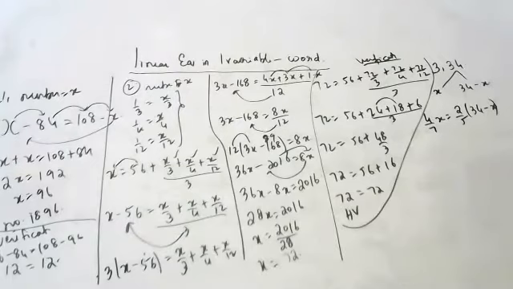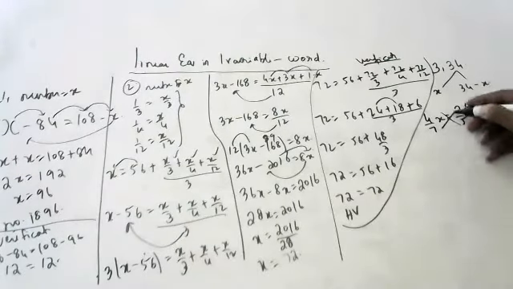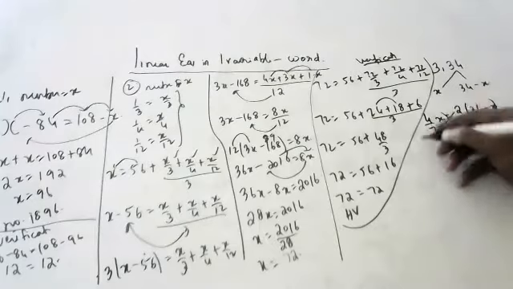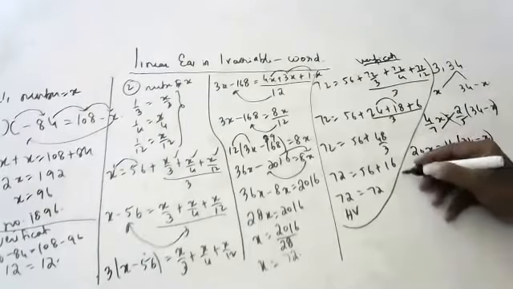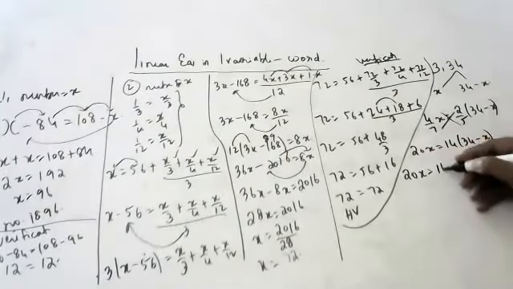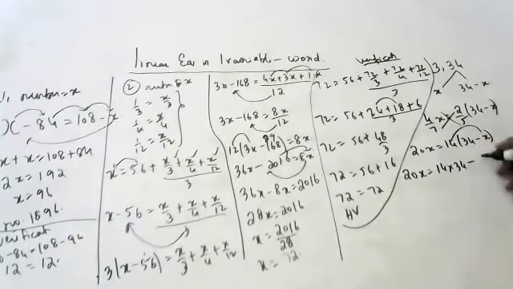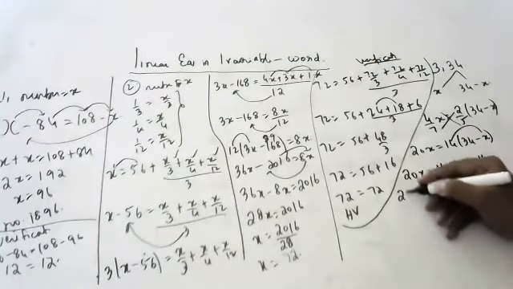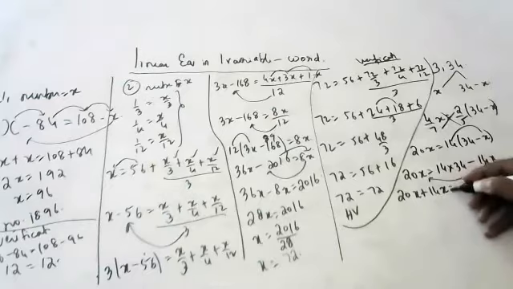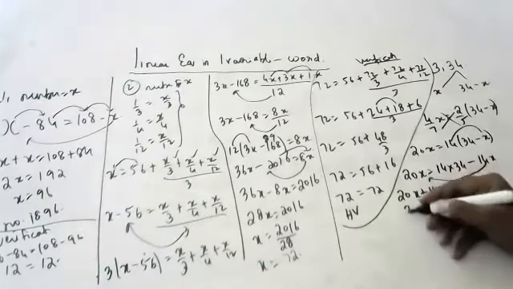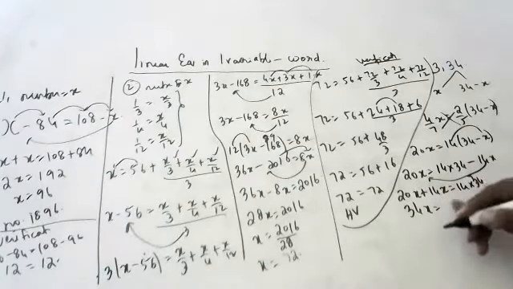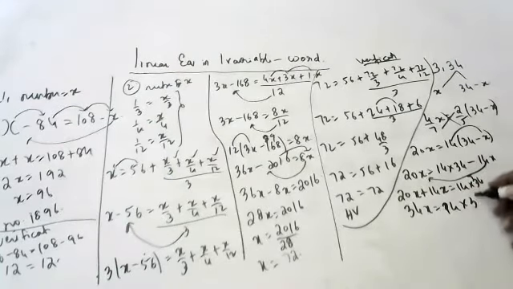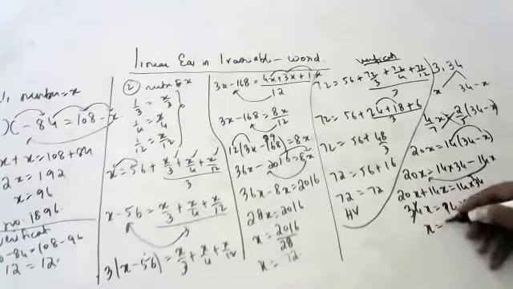Vedant, tell me how to do. Sir, we'll cross multiply. 5 times 4 is 20x equal to 14 into 34 minus x. So 20x is equal to 14 into 34 minus 14x. Bring 14x here: 20x plus 14x is equal to 14 into 34. 34x is equal to 14 into 34. x is equal to 14 into 34 by 34. So 34 cancels, and x is equal to 14.